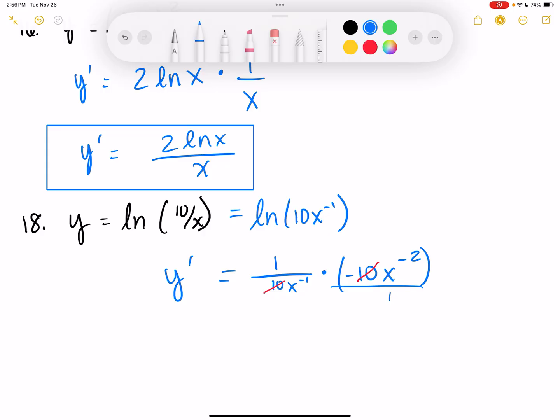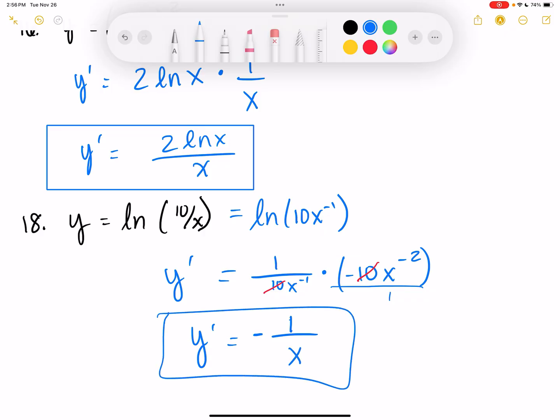So this is going to become 1 over, well, negative, don't forget the negative. We canceled the 10s, but not the negative. So this would be x to the negative 1 plus 2, so x to the 1, so just x. So negative 1 over x is what that one ends up being.